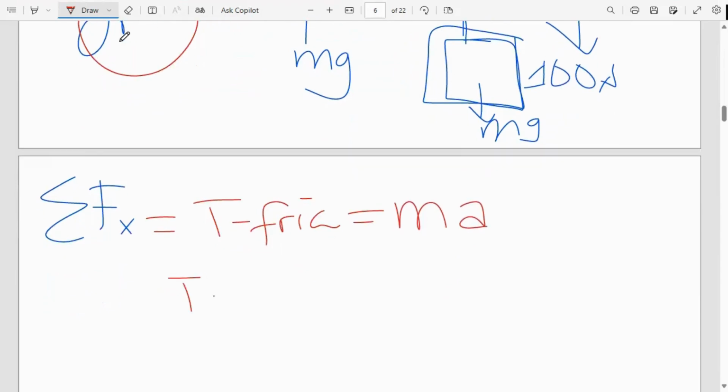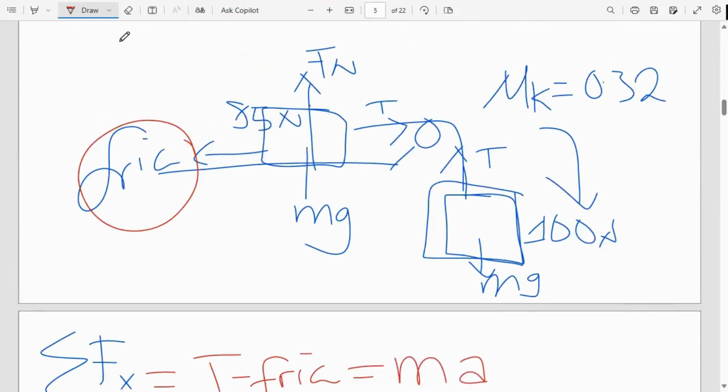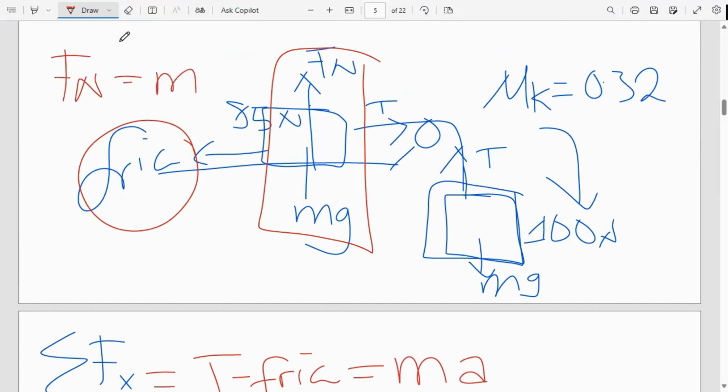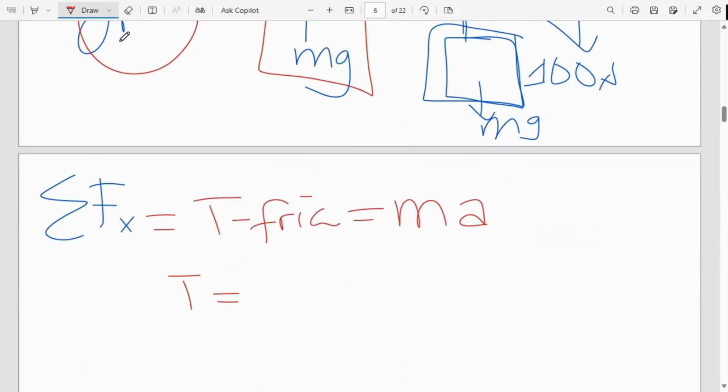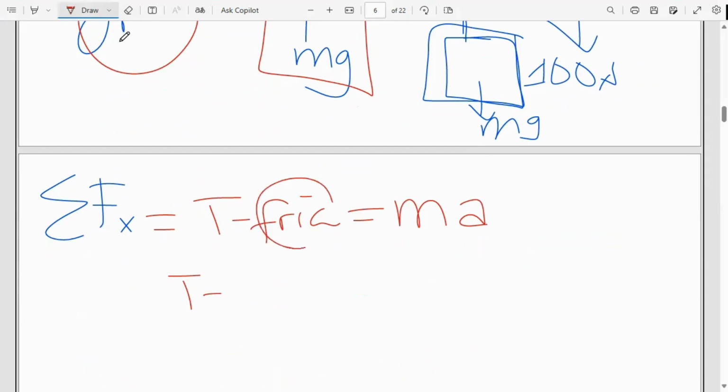If you look at summation of forces in the y, there's no acceleration in the y-axis on this object that is on the table, which means the forces in the y-axis are at equilibrium. That means the normal force Fn is equal to the weight of the object, which is mg, which means the normal force is also equal to 85 newtons. So tension minus, what is the formula for friction? It's mu k multiplied by Fn, the normal force. This will be equal to mass multiplied by acceleration.